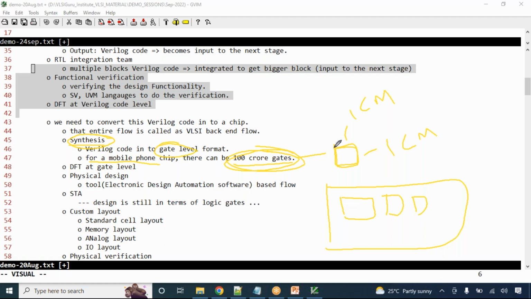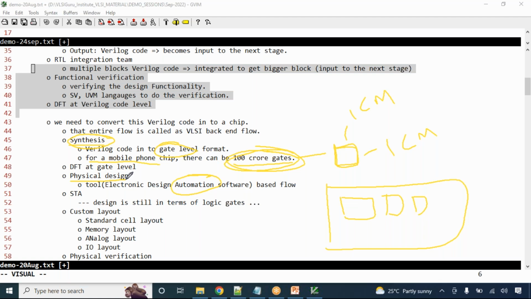So it has to go through some kind of automation process. You understand that term? Automation, where you don't do everything manually. You rely on some software to help you do that. That is where we go through a process called physical design.